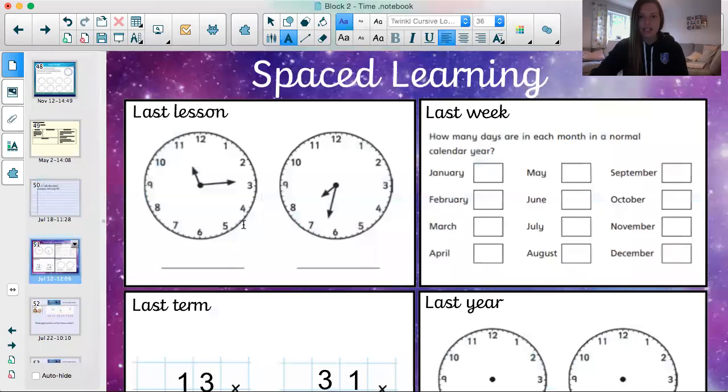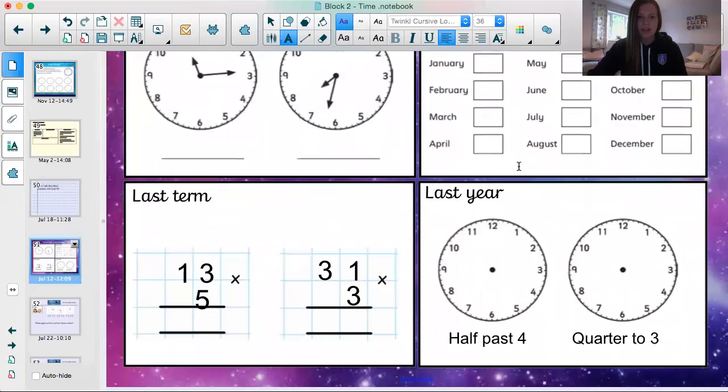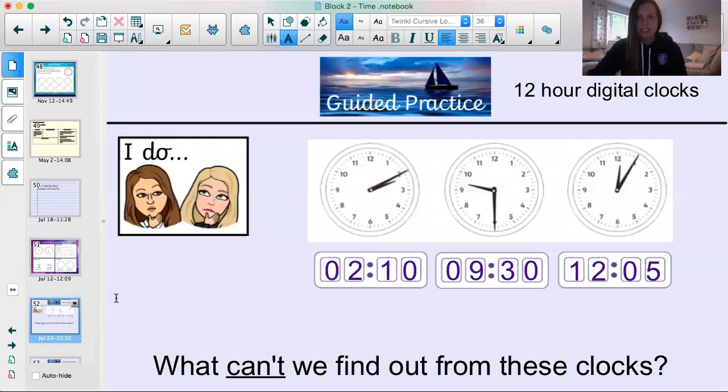Okay, hopefully you've taken some time to remind yourself about how to tell the time. We looked at telling it to the exact minute last lesson with Mr. Drew, how many days are in each month, and some formal methods there as well. So on to today's learning, we are looking at the 12-hour digital clock. Now don't get confused because there is another type of digital clock as well called the 24-hour clock. We're going to learn about the 24-hour digital clock next lesson, okay? So today we'll look at the 12-hour clock and we'll go on to that next lesson, so don't get confused.